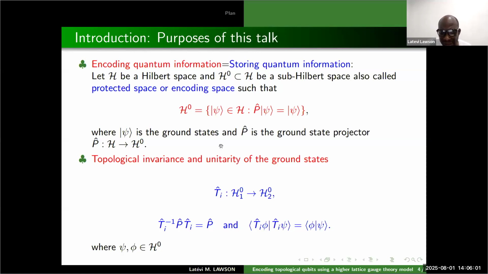Once we encode the information, the next point is to show that this information is stable against all the perturbations that can happen in the system. So here we will define an operator Ti, which will be the different types of transformations in my system. At the end of the day, I have to show that all these transformations leave the ground state projector invariant, and leave the scalar product invariant as well.